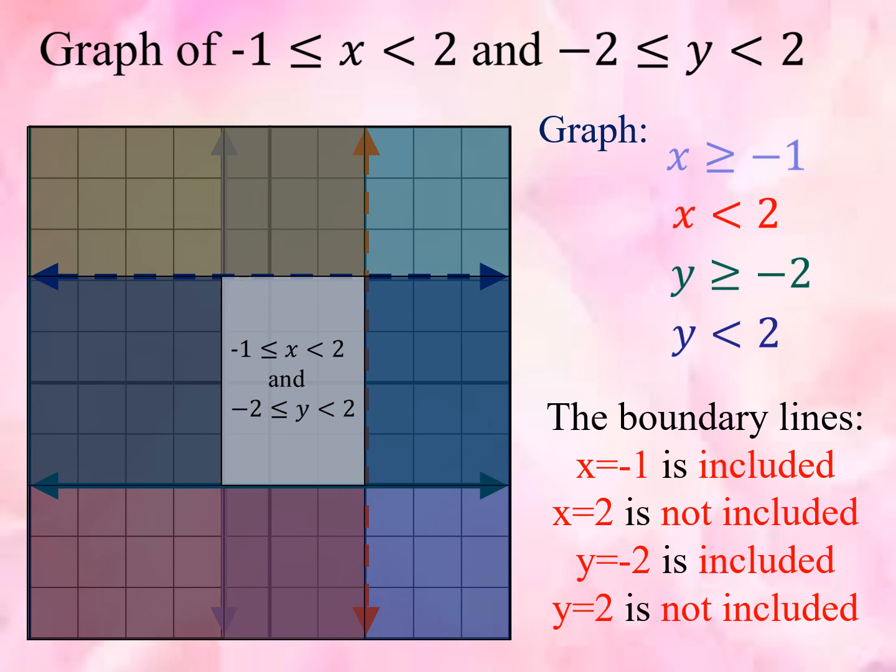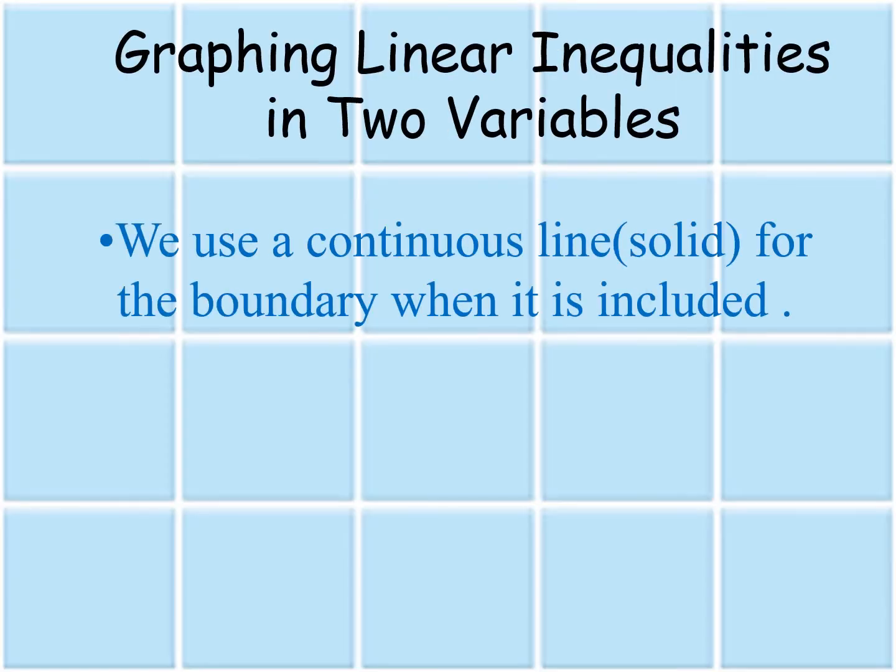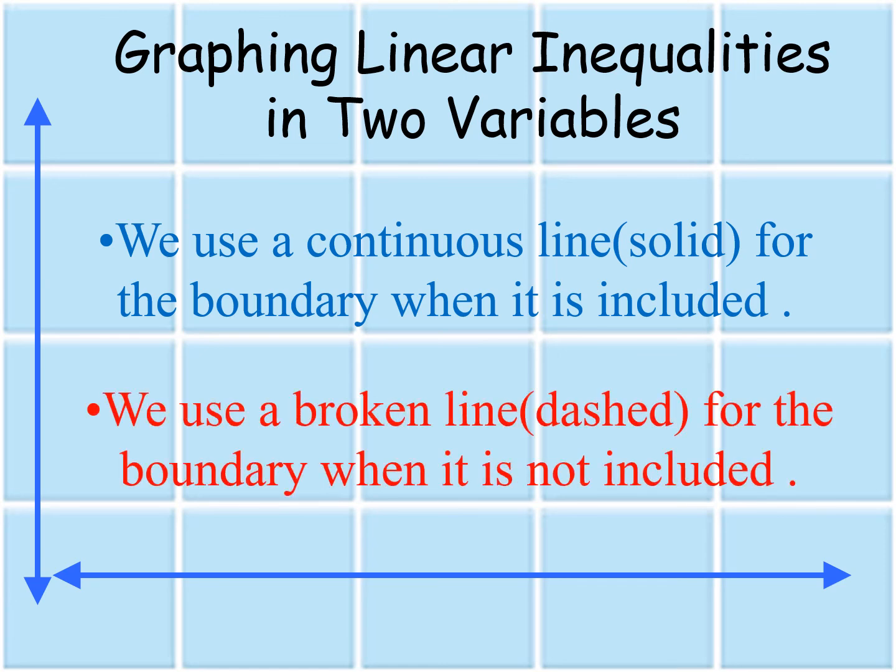Now let us have the conclusion. So graphing linear inequalities in two variables, we use a continuous or solid line for the boundary when it is included, whereas we use a broken or dashed line for the boundary when it is not included.